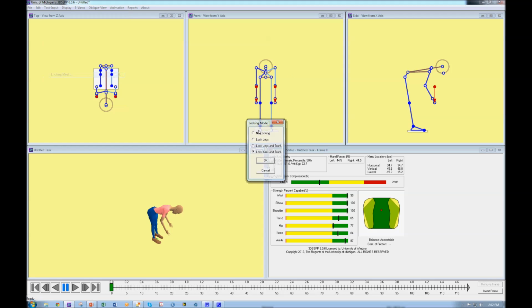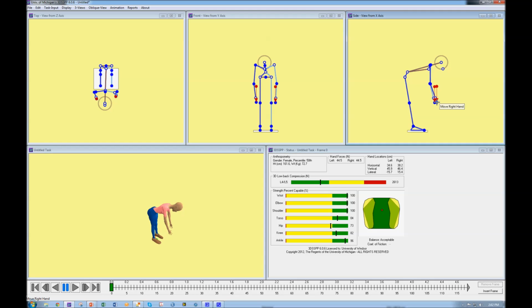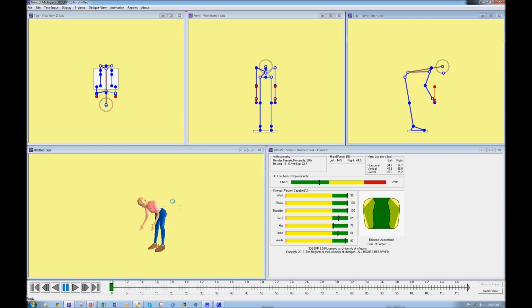We're going to take off that locking mode so that we can move the mannequin around, and you can see that what was once locked, which was the trunk and the upper limbs, now we can actually start moving the body. I just want to undo that posture just so that we're sticking with one specific posture. Okay, so now you've got this person into a stooped lift, and we're going to start wanting to do an ergonomic analysis.